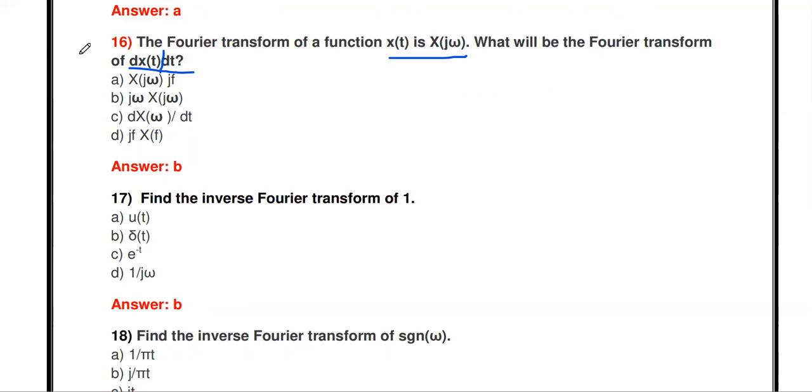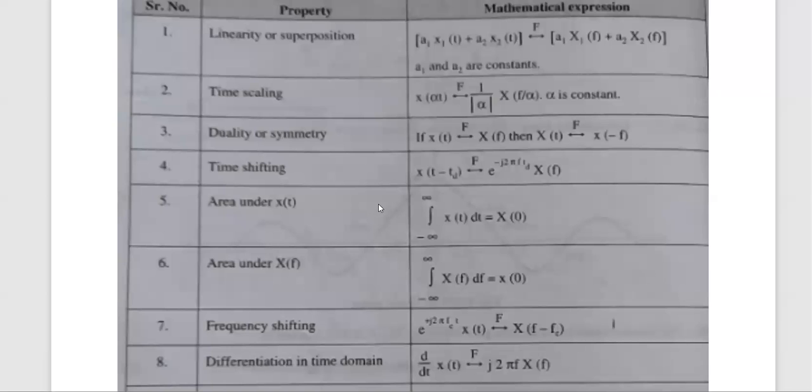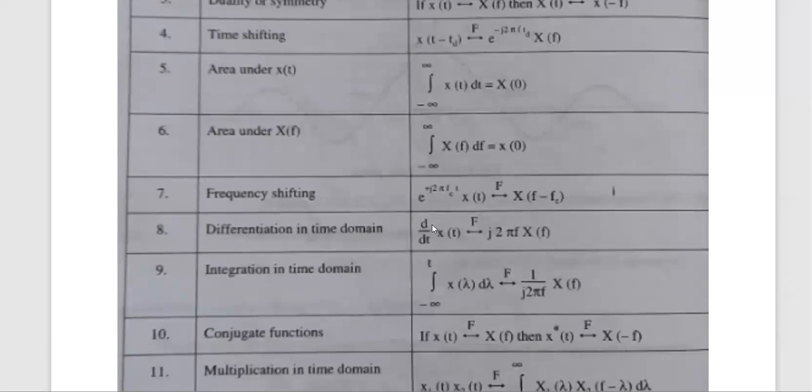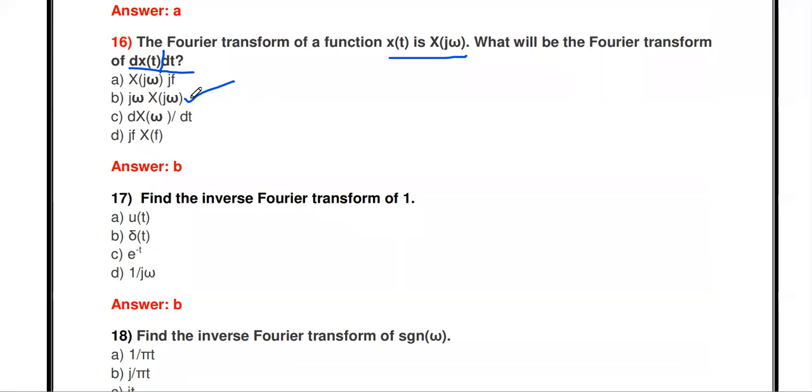So the differentiation of the particular signal, according to the differentiation property, the answer is X of j omega multiplied with j omega. Okay, this is the differentiation property. According to the differentiation property of Fourier transform, the Fourier transform of d by dt of x of t is j2 pi f into X of f. So this 2 pi f we can write as omega. So j omega into X of j omega.